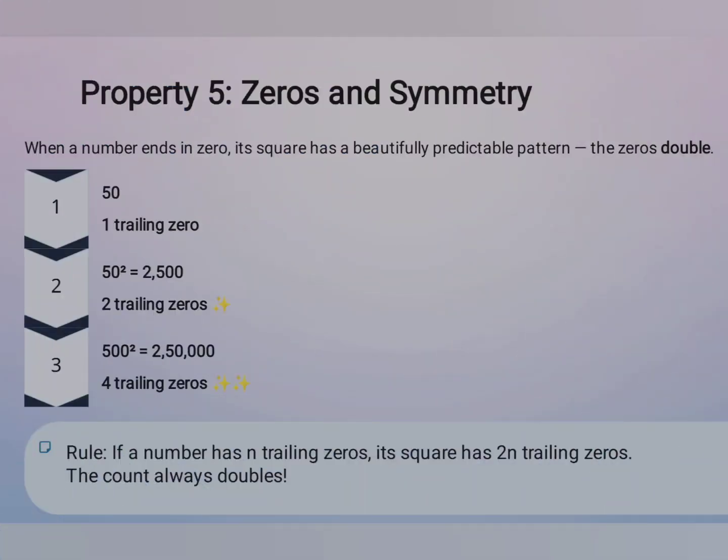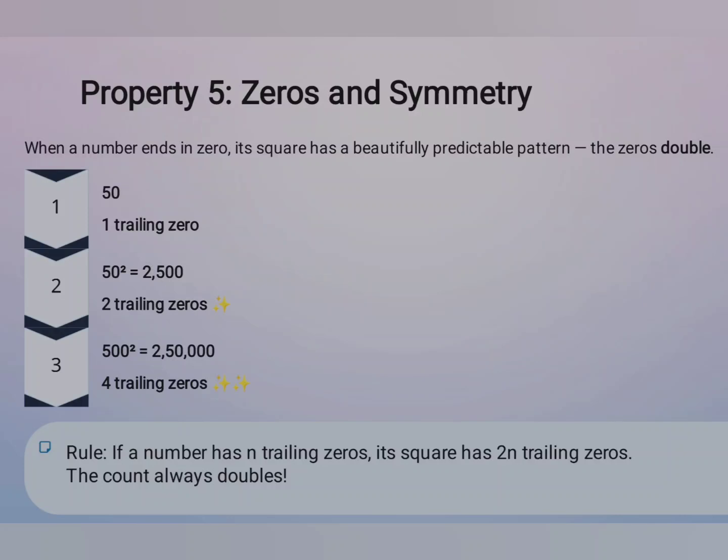The next property is all about zeros and symmetry. We have seen from the first property how to find out whether a given number is a square number or not. What if the number ends in 0? The number of trailing zeros determines whether the given number is a square number or not. If there is 1 zero, it is not a square number. 2 zeros, it will be a square number. 3 zeros, it is not a square number.